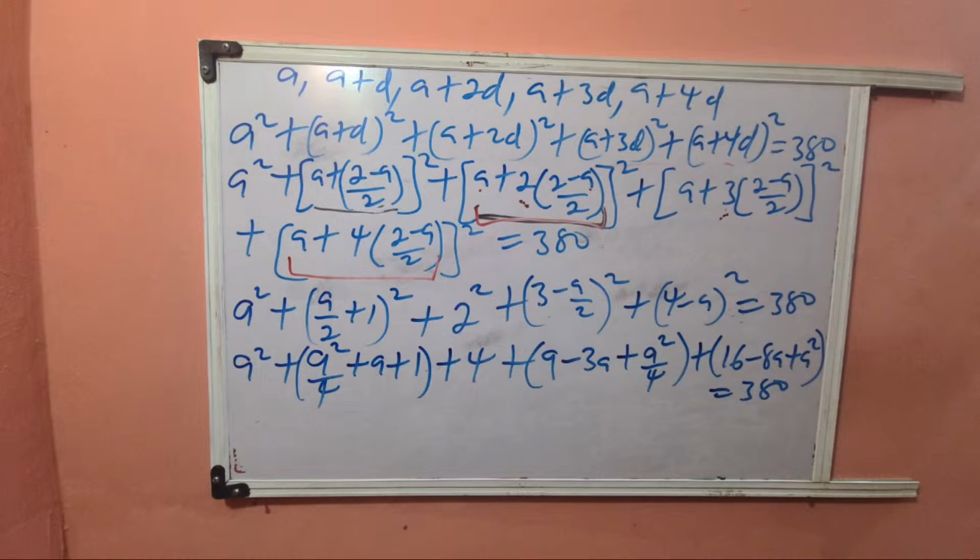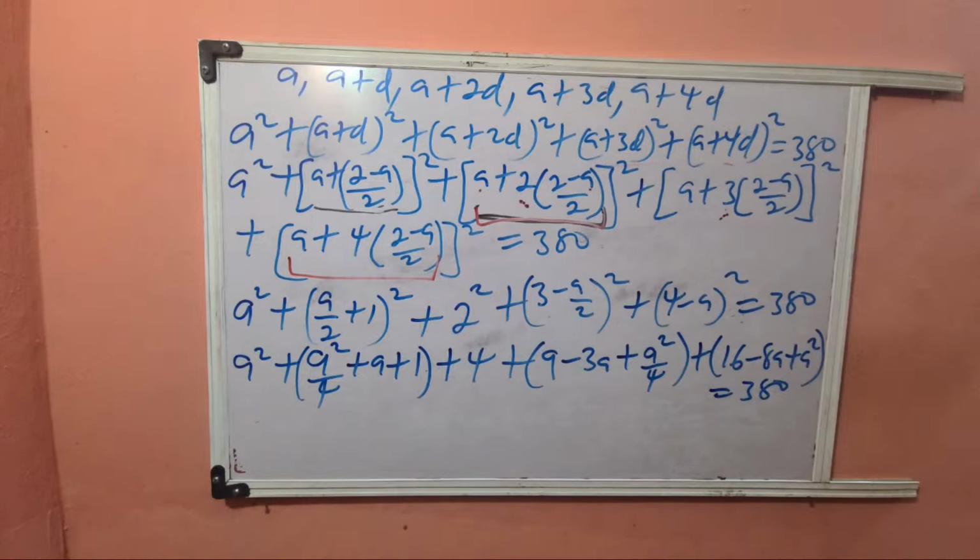I'm sure you guys are following. So it makes so much sense now. You can see how easy this is. But you have to just walk carefully and gently. So what you have to do next now is to collect like terms. I want to collect all the terms that have a square to one position.